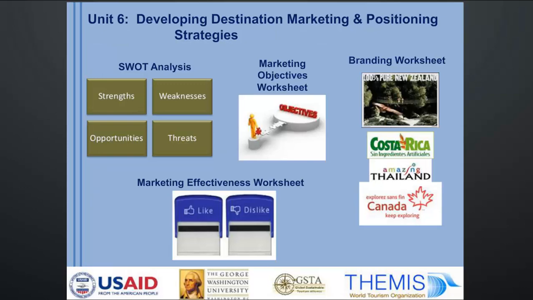Unit 6 is entitled Developing Destination Marketing and Positioning Strategies. In this chapter, we'll look at how to develop a marketing plan using a SWOT analysis, measuring the strengths, weaknesses, opportunities, and threats of the destination, how to create marketing objectives, how to better understand and fit in with a larger destination branding concept, and then finally how to create tools to measure the effectiveness of our marketing.